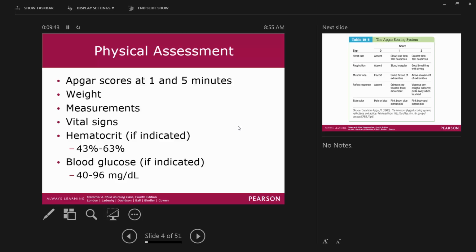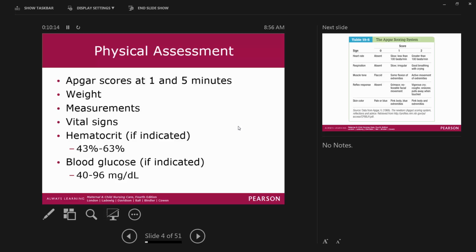So this is immediately after delivery. We'll weigh the baby, we'll do the measurements. The measurements are usually length, head circumference, and chest circumference. We don't typically do an abdominal circumference. But if you had a baby with a known abdominal anomaly, okay, you do want to start doing abdominal circumferences, okay? But they're not typically part of the routine measurements. Just head circumference, length, and chest circumference.